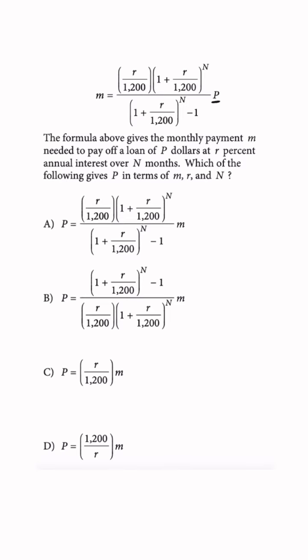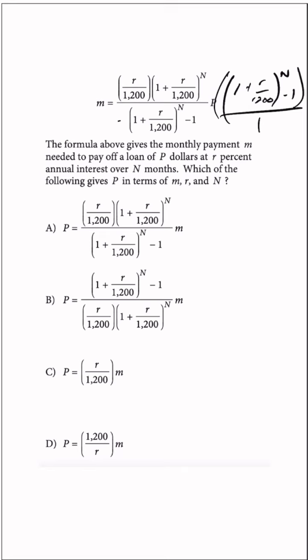So we need to do something with this top of the fraction and the bottom of the fraction to get it over to the other side. So let's move the bottom first. In order to move this bottom part over to the other side, I can cancel it out by multiplying by the same thing, 1 plus r over 1200 raised to the power of n minus 1, all over 1.